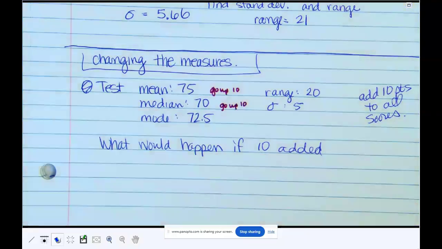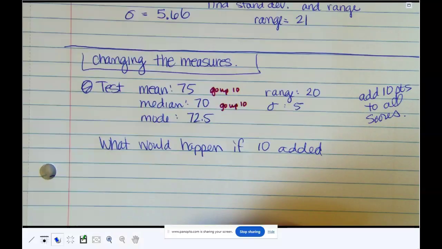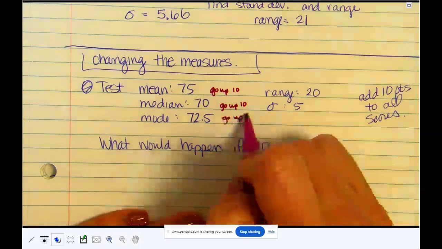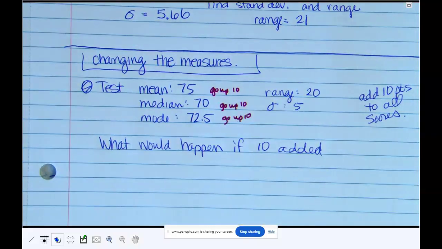Okay? What's going to happen to the mode? It's going to be 82.5. It's going to go up 10. What's going to happen to the range? Nothing. Why? You add 10 to everything, so nothing stays behind, so they're all equal. Exactly. The maximum gets 10 added to it, and the minimum gets 10 added to it. The maximum minus the minimum is still going to be 20. Nobody gets left behind.